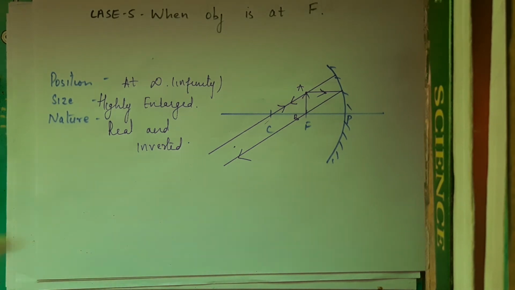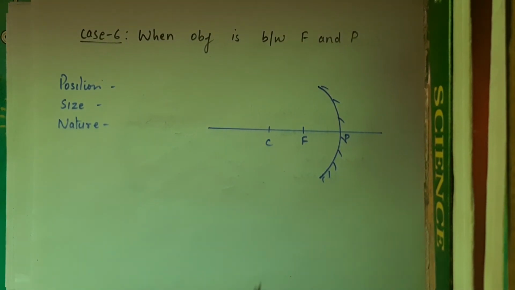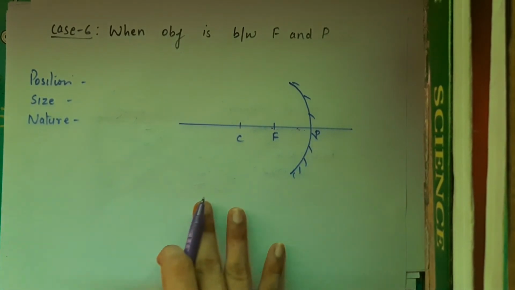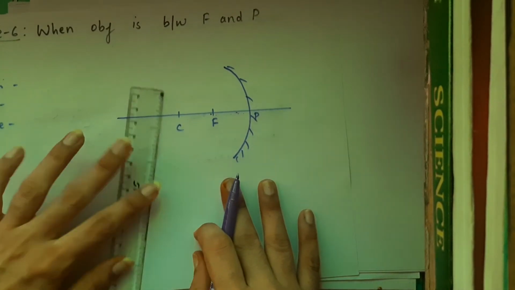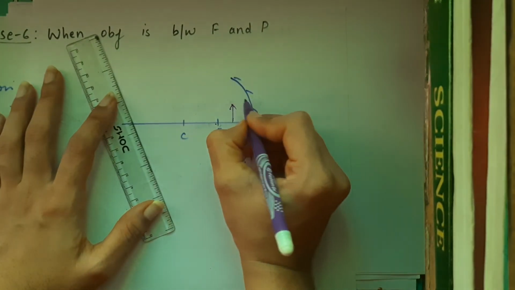Let's see what is case number 6. Let's move on to case number 6. So the case number 6 is when the object is between F and P. So now we were at focus before. Now we have a place between F and P. So let me mark this here. Let me mark the object as between F and P, somewhere, anywhere between F and P. Let's label the object AB.